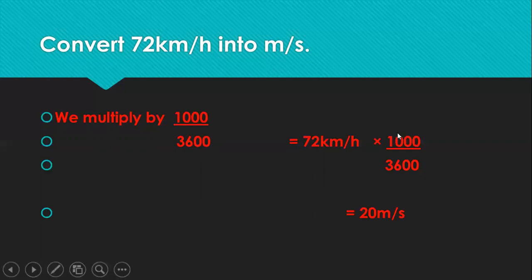So 72 kilometers per hour times 1000 over 3600. You can cancel these two zeros. By 36 here is 1, by 36 here is 2. 2 times 10 is 20 meters per second. So very easy. This is how you should be converting your speed from kilometers per hour to meters per second.